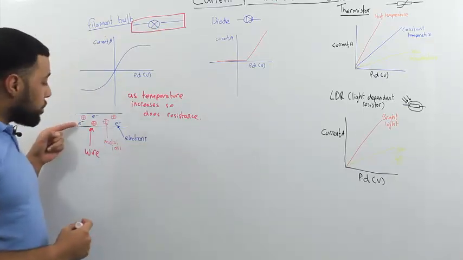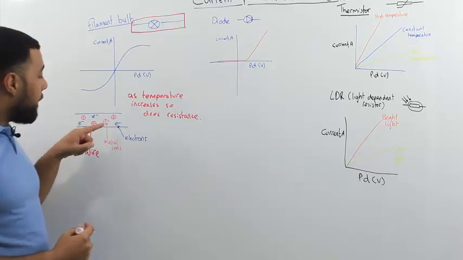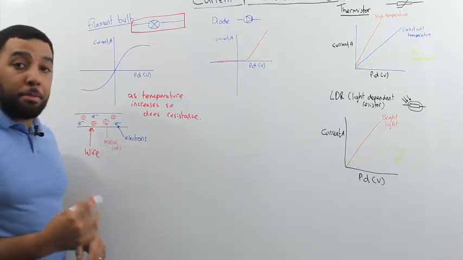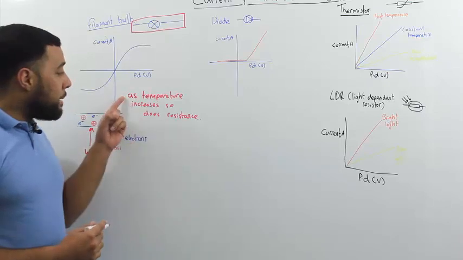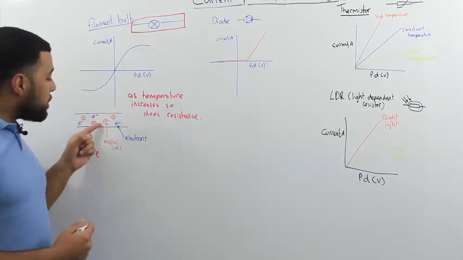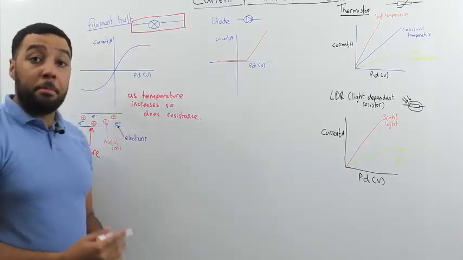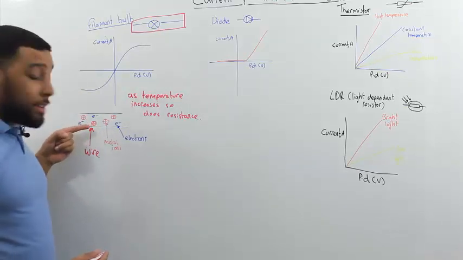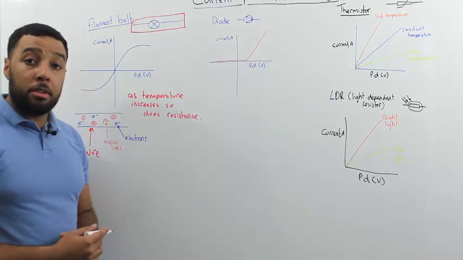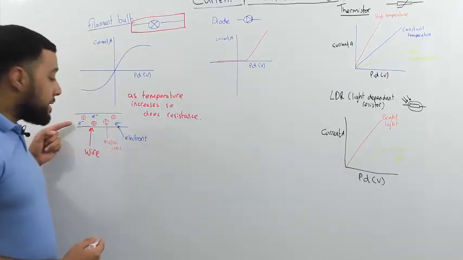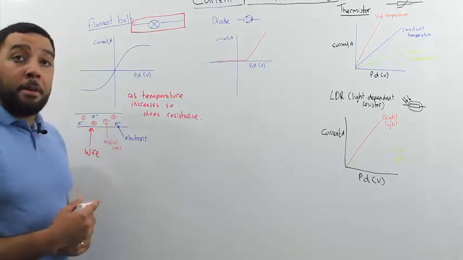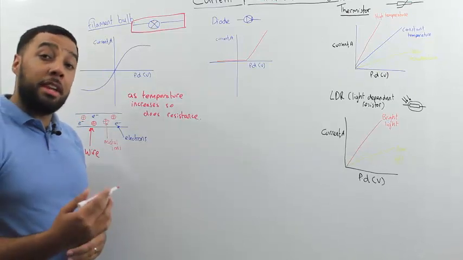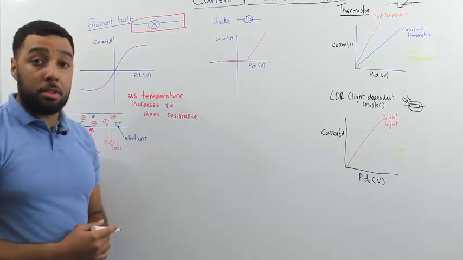Now, as the electrons are trying to pass through this filament, the metal ions will be vibrating. But as the temperature increases, these metal ions will be vibrating more. That will be stopping the passage of these electrons through the filament. If the passage of the electrons through that filament is reduced, then that means it's got a higher resistance.